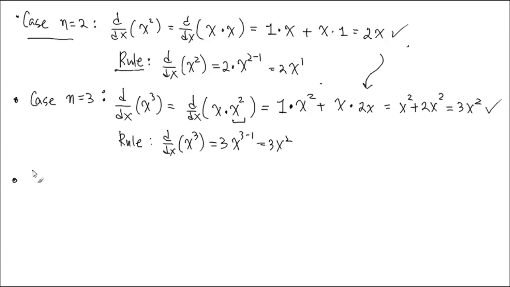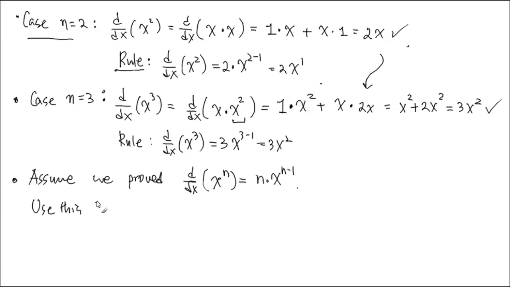Assume we proved d dx of x to the n is n times x to the n minus 1. Assume we proved that. Not using the rule, whatever, we proved it, a self-contained proof. And use this to compute d dx of the next level. What is the next level? n plus 1.